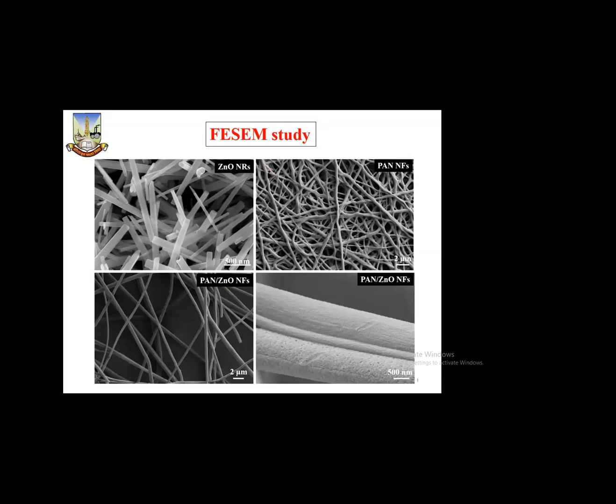These are the FESEM images. This is for the zinc oxide nanorods. Very fine and sharp rods are there. This is for only the PAN nanofiber. This is for PAN zinc oxide nanofiber. And if you look into these particular patches, these patches show the adherence of the zinc oxide nanorods over the surface. Here are some patches that break the fiber.